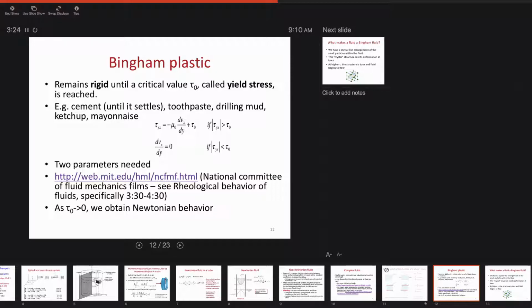So I need 2 parameters, not just one. For Newtonian fluids, I need only one parameter to describe the fluid. That is that coefficient of proportionality, mu. I'm calling it now mu 0 just to differentiate it a little. So now I need both mu 0 and tau 0, otherwise my fluid is not fully described.